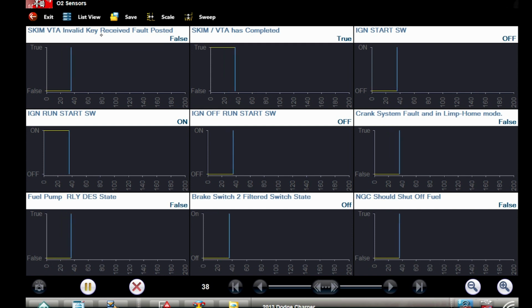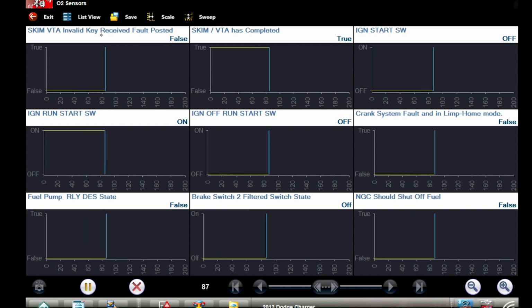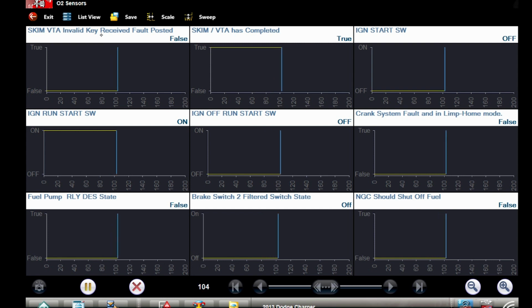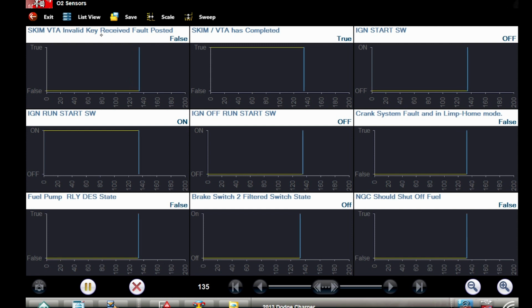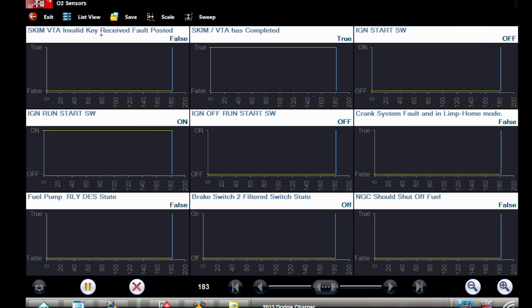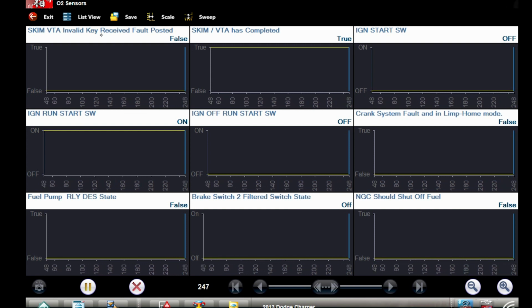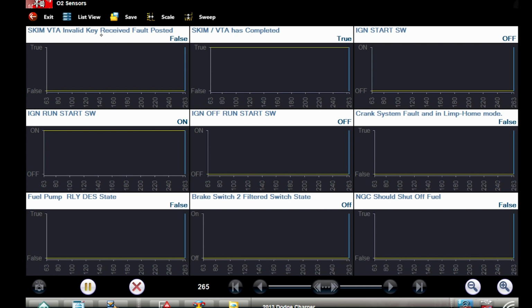So we see right off the bat our Skim VTA invalid key received, fault posted is false. Skim VTA is completed. That means the handshake between the RF hub, the BCM, and the key fob have all gone through, at least to this point, as expected, which is awesome. So once again, steering us away from an anti-theft fault. Also keep in mind, if we jump out that starter relay, pins 30 and 87, so send constant power direct to the load, while somebody's pushing the push button ignition, this car will crank over and it'll run under its own power and not stall.